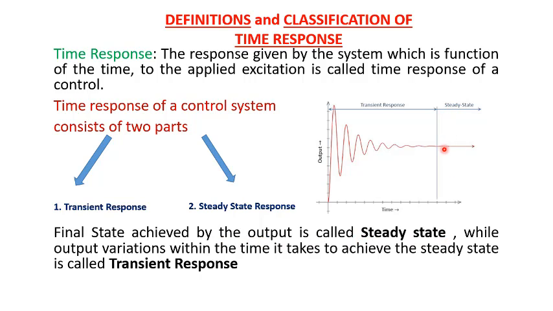As I have mentioned here, the final state, that is after a period of time there is no change in output, that state we call steady state, while the output variation within the time it takes to achieve the steady state is called the transient response. Means the time taken from the initial stage to reach this steady state, this period we call a transient response period. So in every control system, or any output of a control system, there will be a certain duration of transient response.